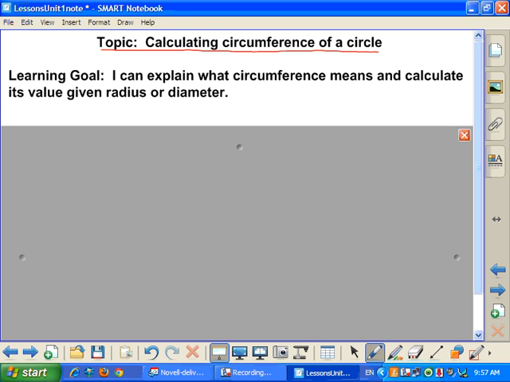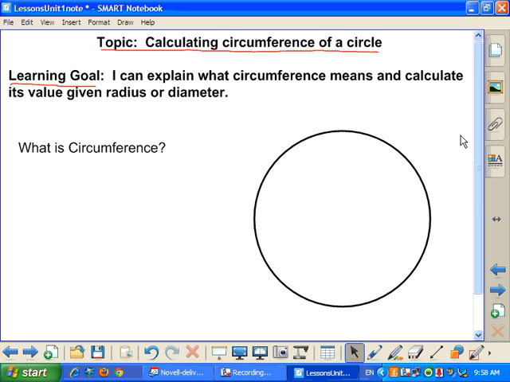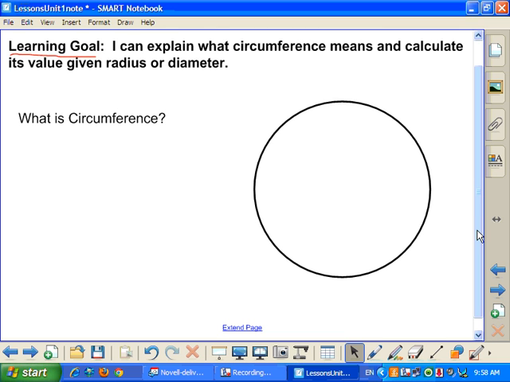By the end of today, once you get through talking with myself and doing a worksheet, I want you to be able to explain what circumference means, and I want you to be able to calculate it if I give you a diameter or a radius. So first of all, what is circumference? Some of you might remember this from earlier.